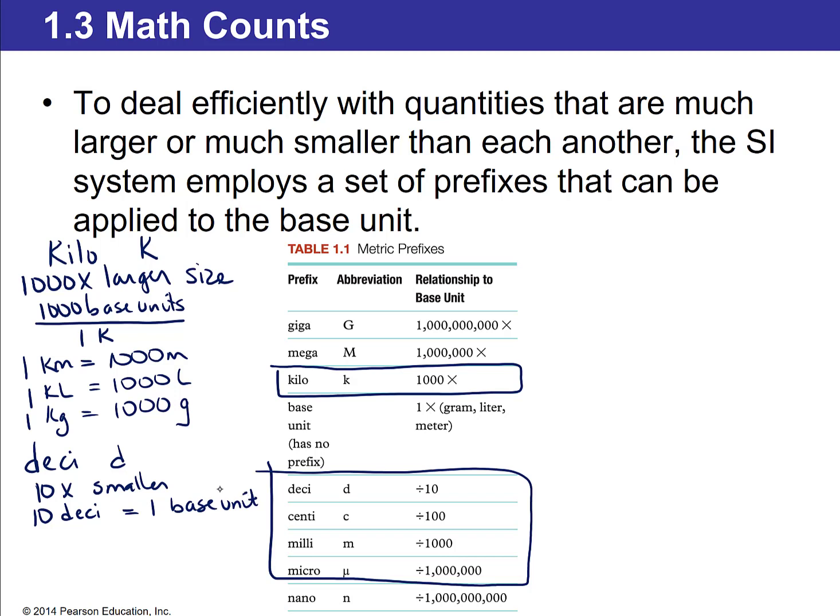So if I have a decimeter, it takes 10 decimeters to make 1 meter. Ten decigrams to make 1 gram. 10 deciliters to make 1 liter. So deci means it's 1/10 of that base unit, or it takes 10 of them in order to make the base unit.